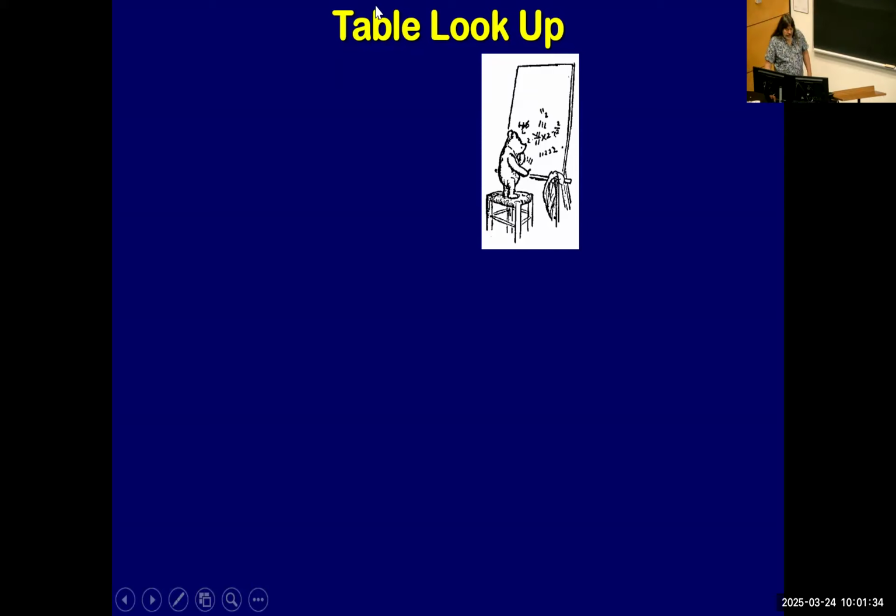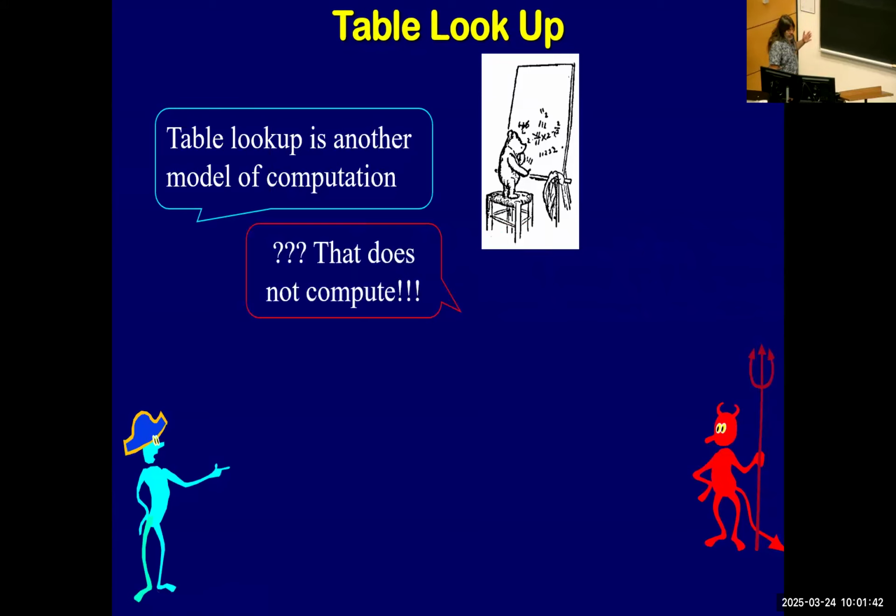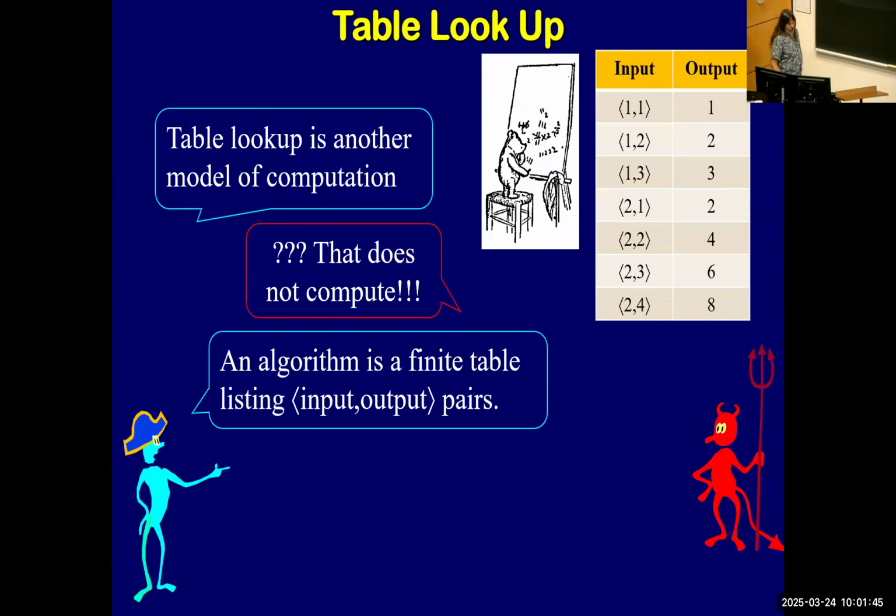All right, let's see if we can get rid of this thing, because you know I hate it. How does a table compute? So what is an algorithm? One requirement of an algorithm is that it has a finite description. You don't want infinitely long algorithms. And this algorithm is the finite table. So it has two columns. The first column lists possible inputs, and the second column lists what the output is.